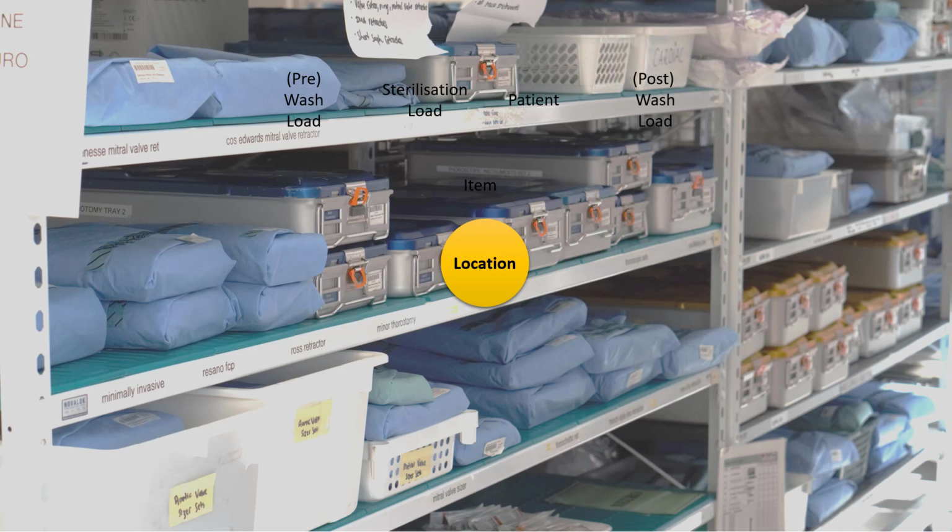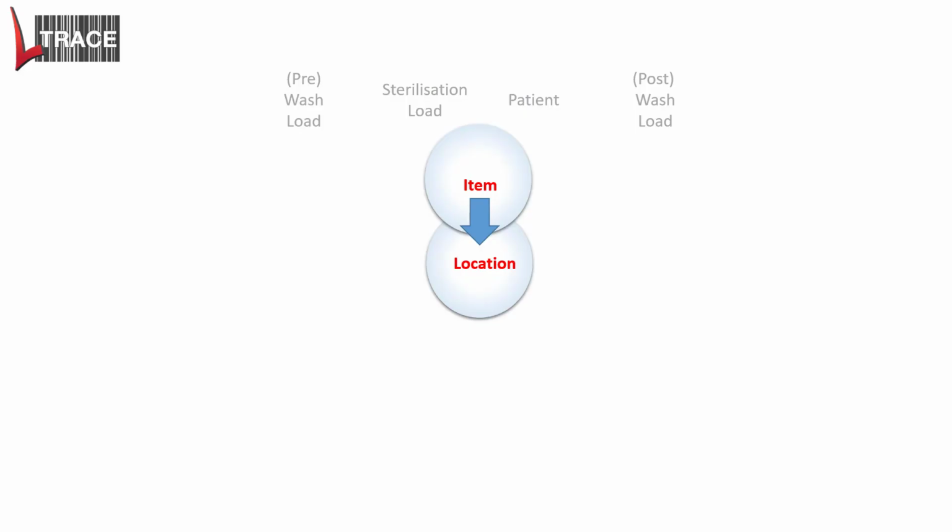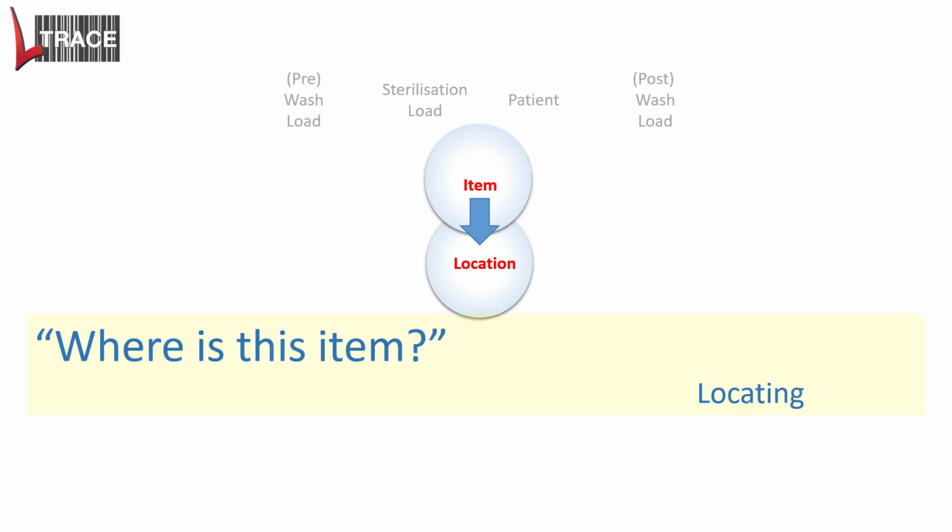Now let's introduce the concept of a location. As the sterilised items move throughout the facility, we're going to be scanning them into a storeroom, or into a theatre, or back into CSSD. Linking the item information with the location answers one huge question, and for a lot of people using a tracking system, it's probably the biggest feature.